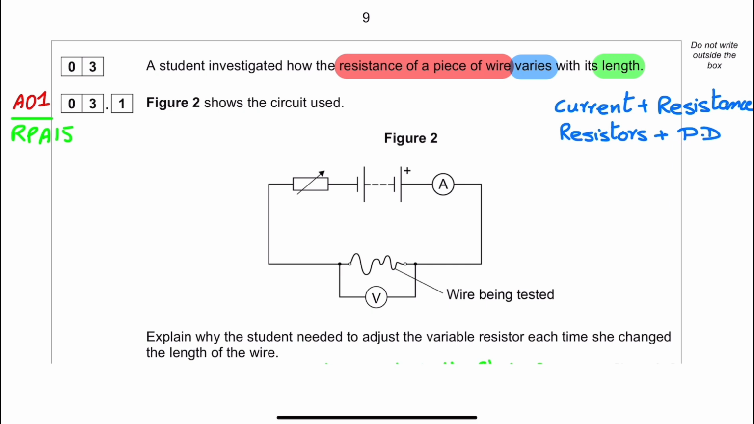The variable resistor controls the resistance in the circuit. It increases or decreases the resistance in the circuit. The objective is to control the amount of current flowing through the circuit. Otherwise, the temperature of the wire will increase or decrease, and it will affect the value of the resistance with the length. Let's see the model answer.